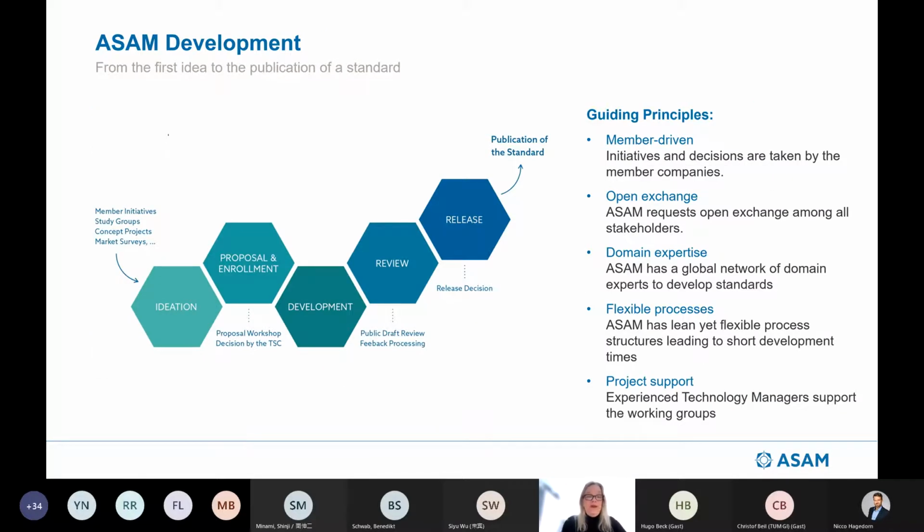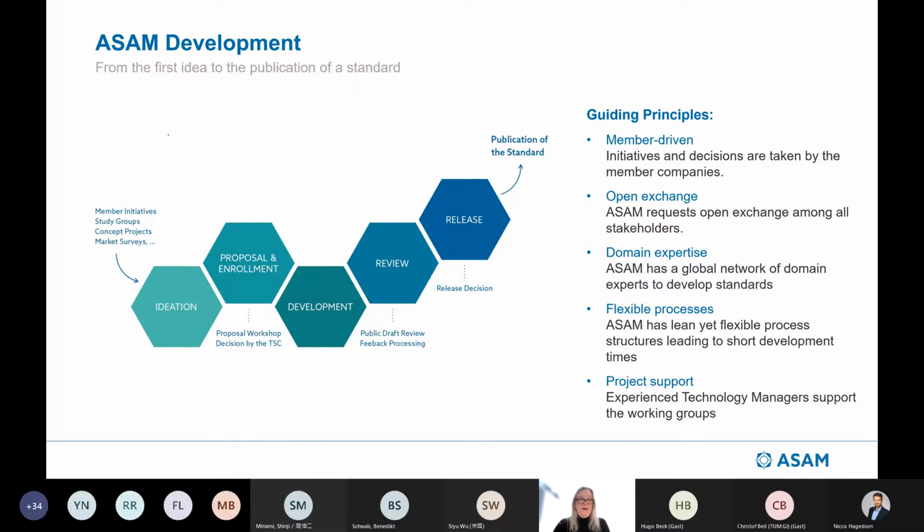The ASAM development has several phases. I do not want to go into detail here. I think more important for you is the right side, again our principles, what's important for us for standardization within ASAM. Again, member-driven: initiatives are coming from the membership. Decisions are taken by the members, not by ASAM, usually, unless it's a strategic issue. Then of course the ASAM board comes into play and also the technical steering committee, but usually everything is driven by the members. We foster an open exchange, and we actually request an open exchange, because we think that only this way we can consider all the requirements and everything that's necessary to make the standard really usable for all stakeholders.